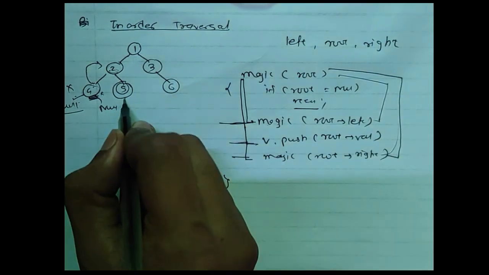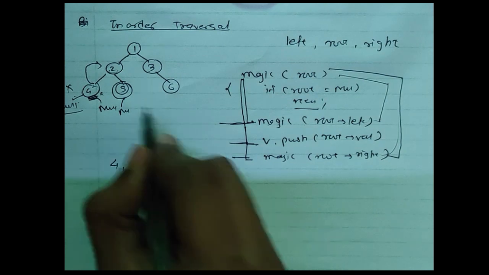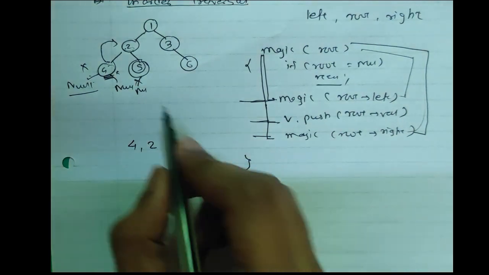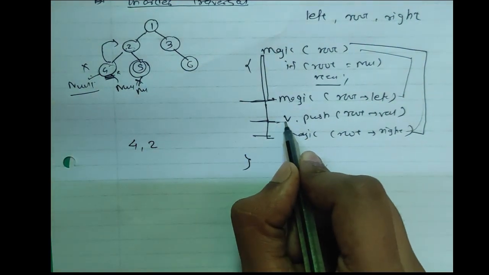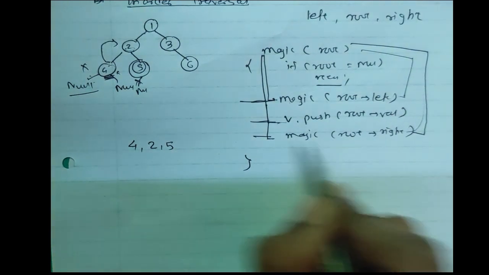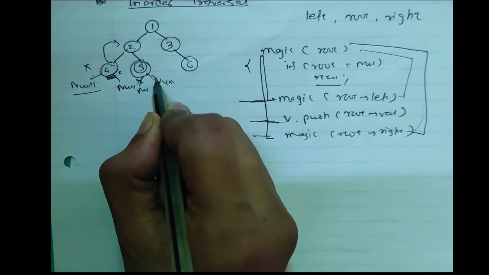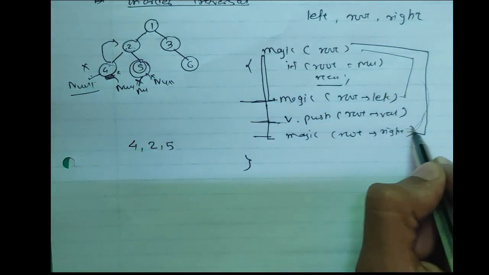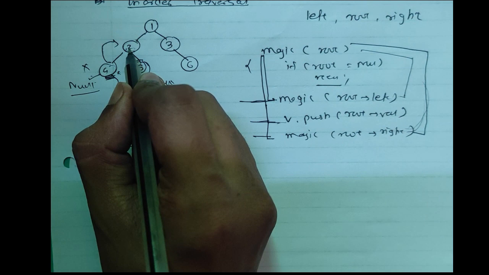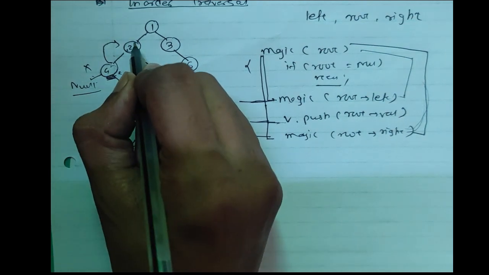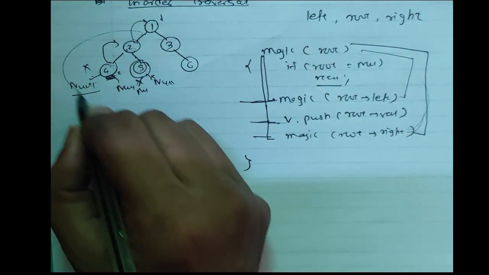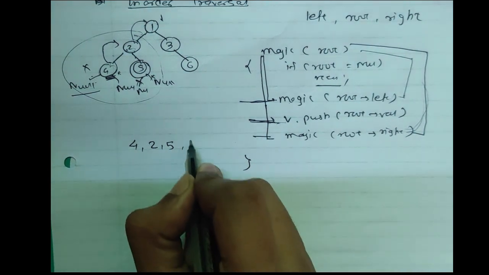So again this will call the left, meaning null. As null returns nothing, this will push. As null returns nothing, this will call this, so 5. Again root's right is null, so this will return nothing. As this is exhausted, it will backtrack. As the root's left and right are both exhausted, it will backtrack to 1. So as root's left is exhausted, it will go to this, so we will return this.